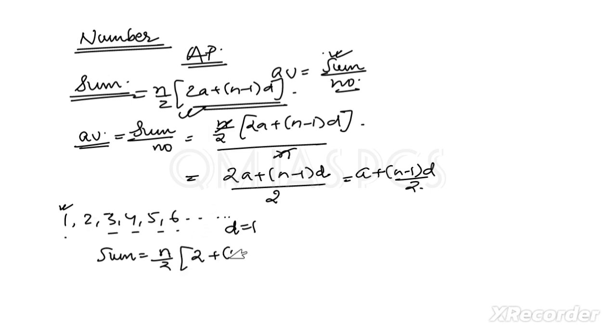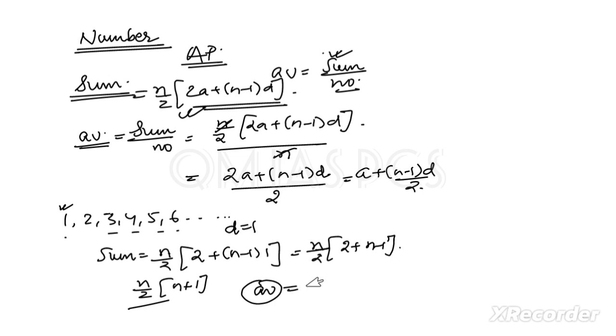be 2 plus n minus 1, with d equal to 1. So when you solve this one, we have n by 2, and this is 2 plus n minus 1, so we will have n by 2 times n plus 1. This is our total sum of these n natural numbers. So if I ask what is the average value, it will be this sum divided by n. So n will be cancelled out, and we will have n plus 1 by 2.